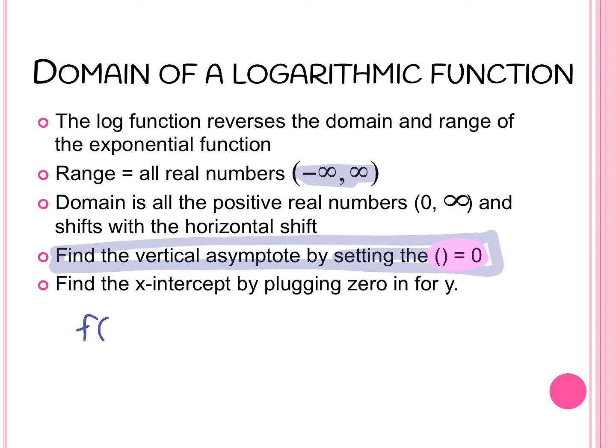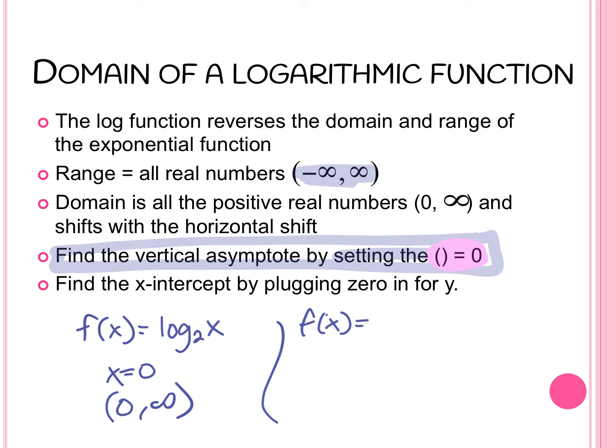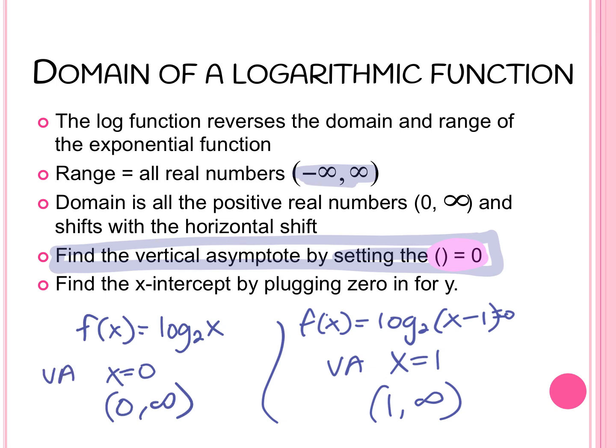So if it is just f of x equals log base 2 of x, then my vertical asymptote is at x equals 0, and my domain is 0 to positive infinity. If it was f of x equals log base 2 of x minus 1, I shifted it to the right one. I can set my parentheses equal to 0, and I get x equals 1 would now be my vertical asymptote, and my range would be 1 to positive infinity. So the first one doesn't have a vertical asymptote? It does. It's at x equals 1.